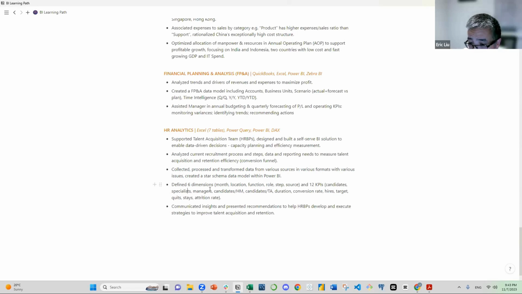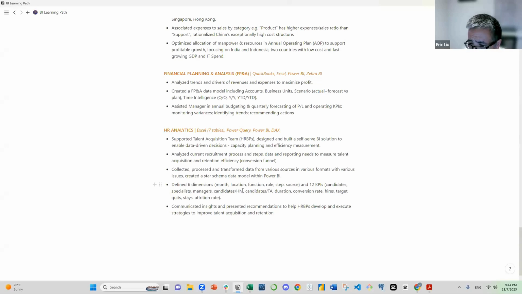And then this one. So here, I think I mentioned dimensions and measures. Define 6 dimensions and 12 KPIs. I think this is specific enough. 6 dimensions: month, location, function, row, step, and source. And KPI: number of candidates, number of specialists, number of managers. And then you can do ratios.